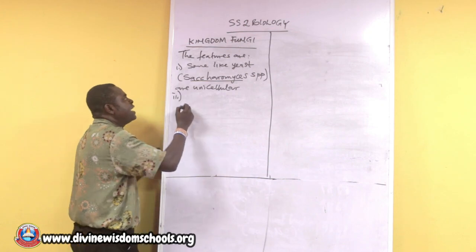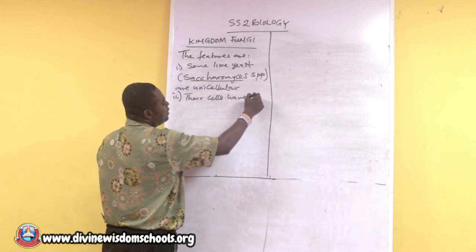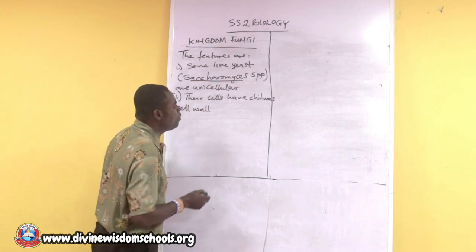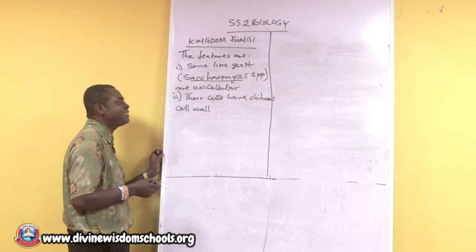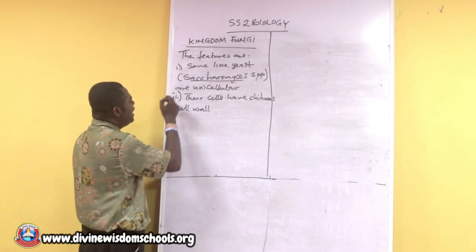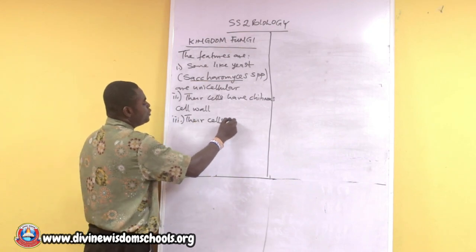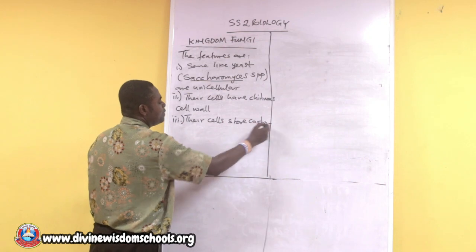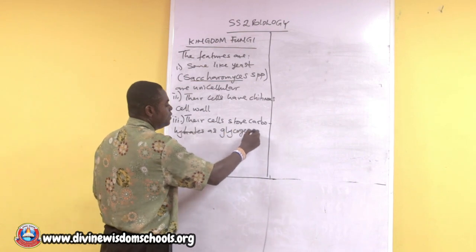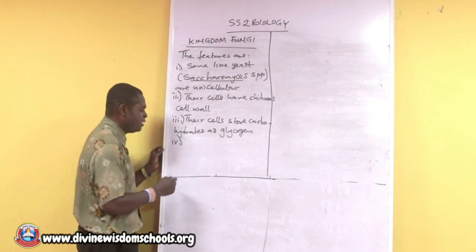Then, another thing we said is that their cells have a chitinous cell wall. Chitinous, that's poly-D-N-acetyl-glucosamine in beta 1 to 4 linkage. All right, that is that. Then, another thing we have said here is that their cells store carbohydrates as glycogen, just like animal cells.